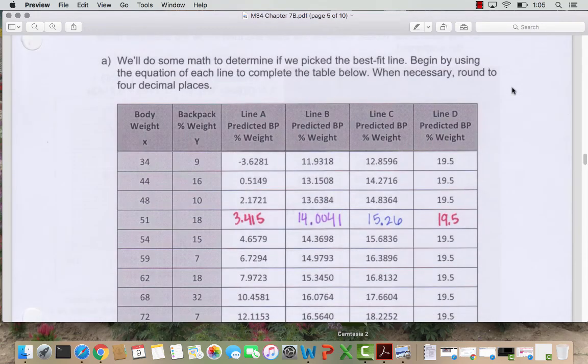So we're going to do some math to try to figure out which choice we think is best. So here is a table filled in with the body weight in column X, the percent of the body weight that the backpack is in column Y, and then our predictions for each of these X values. So for example, if we plug in X equals 34 into line A, this is the percentage it predicts. If we plug X equals 34 into line B, this is the percentage predicted by line B. If we plug X equals 34 pounds into line C, this is the percentage predicted by line C. And then line D is always predicting 19%.